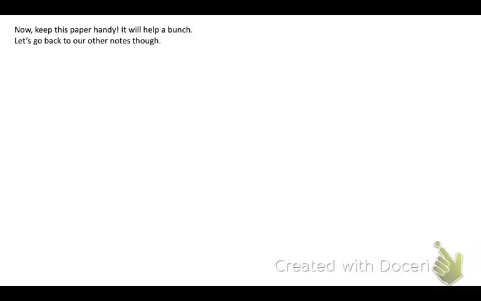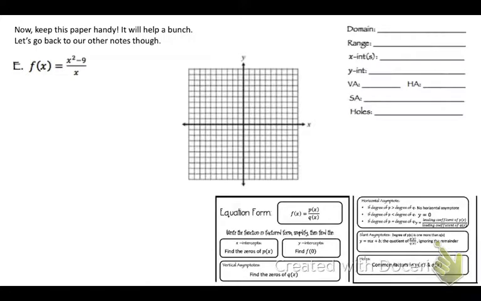So keep this paper handy, it will help a bunch, and let's go back to our other notes now. We're going to do example E. So if we have x squared minus 9 over x, first, we're going to factor it. So x squared minus 9 factors to x minus 3, x plus 3.